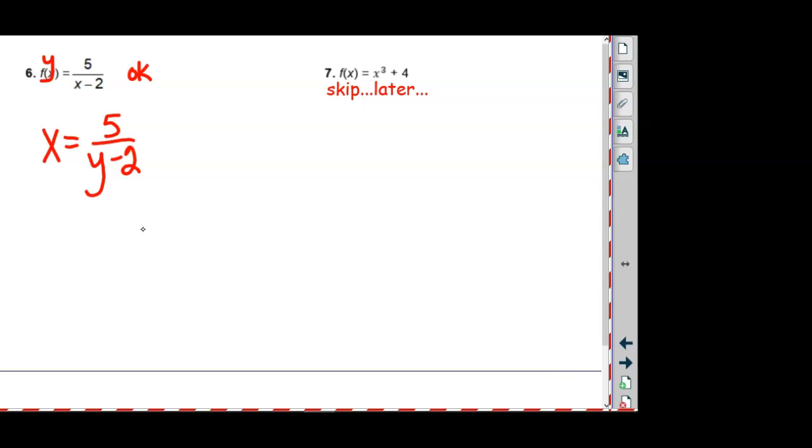What we actually have to do, yeah, we're going to kind of do the cross multiply thing, or we're going to multiply both sides by y minus 2. I like to think of it as cross multiplying. Put this over 1. So we're going to multiply an x by the y minus 2, and that's going to equal 5 times 1 going this way, or 5. Now, we need to get the y by itself.